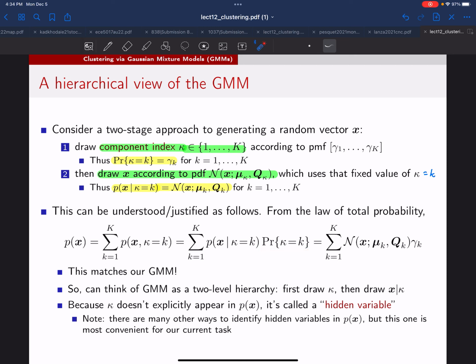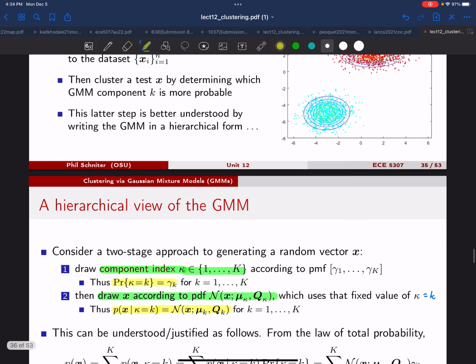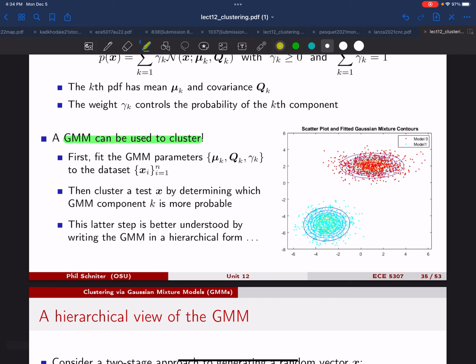Okay, so this is known as a hidden variable. Kappa is what's called a hidden variable. It doesn't explicitly appear in the original definition of p(x), but we can certainly use it as a way of thinking about how x is generated. And this is going to be the key for us when we do clustering. We're going to think of kappa as telling us the index of the two components.